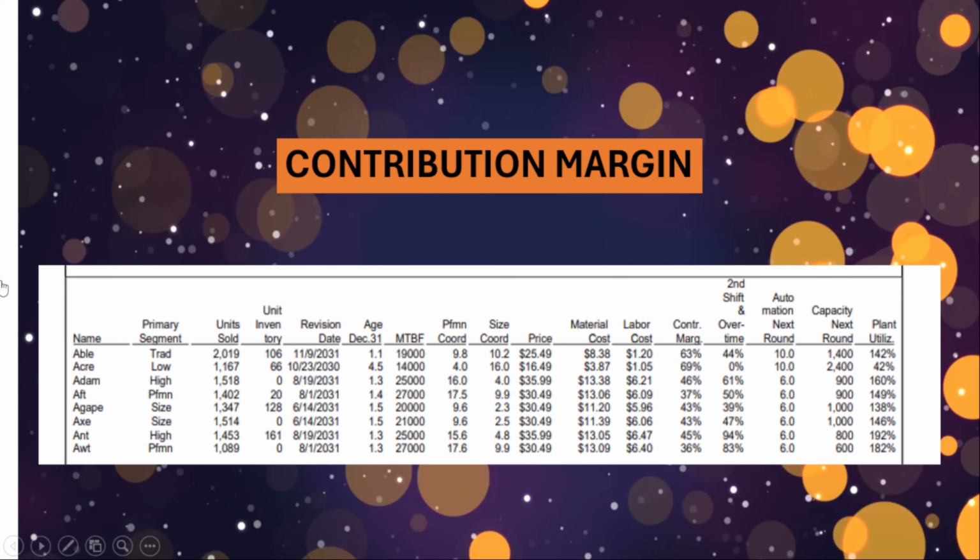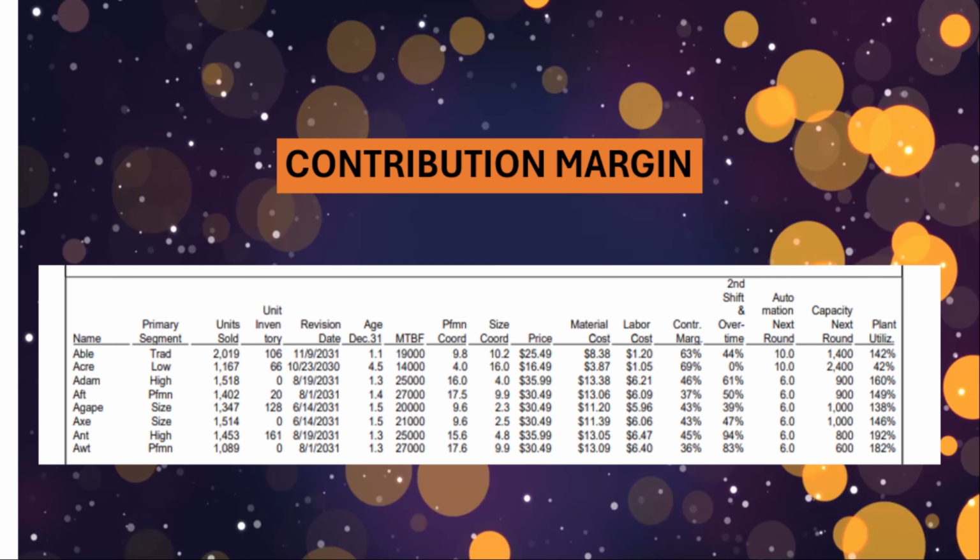Where can you find contribution margin? Contribution margin can be found on page 4 of your CapSim report in the production analysis report. Here you can see the contribution margin of each product. For Able, you can see my contribution margin was 63%. For Eat, my contribution margin was 69%. For Adam, my contribution margin was 48%, and so on. So in the financial summary, they just take the average of all the contribution margins and put it as one.